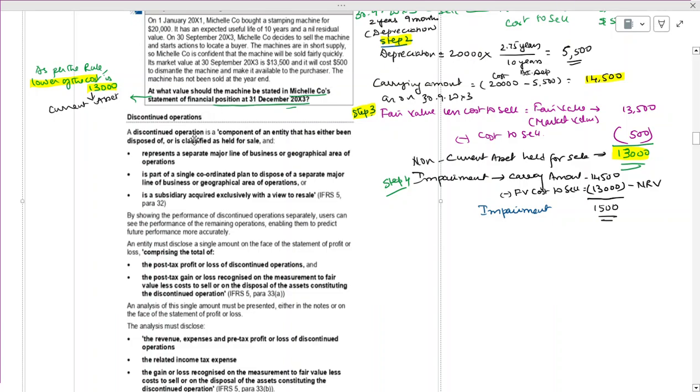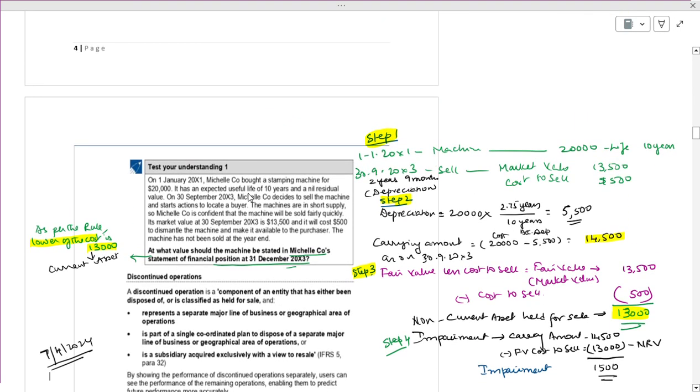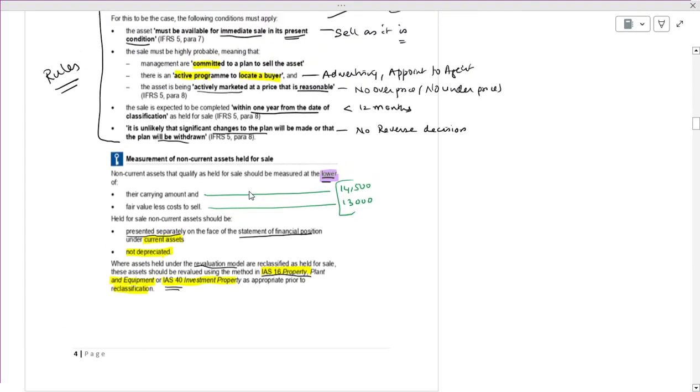Now, just before we go further, today is the 7th. Before we go further, I will make it a point that we will revise these rules.